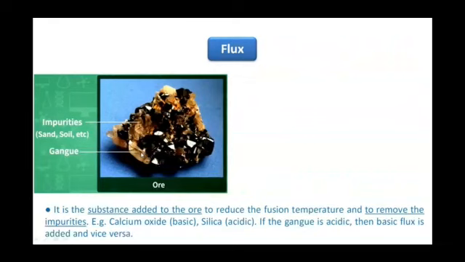Fluxes are of two types, acidic flux and basic flux, depending on the nature of the gangue, that is impurities. If it is acidic, basic flux should be used. In case the nature of the gangue is basic, acidic flux should be used.